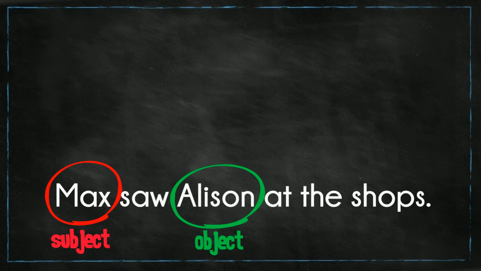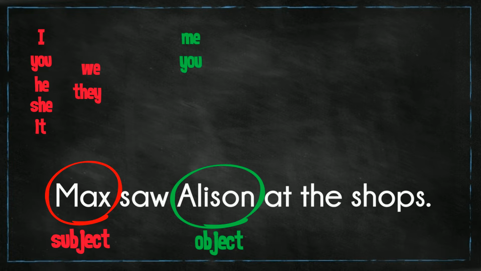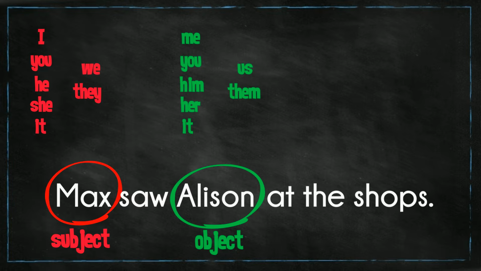This is important to know because the pronouns we use depend on whether we refer to a subject or an object. When referring to a subject, we use these pronouns: I, you, he, she, it, we, and they. When referring to an object, we use these pronouns: me, you, him, her, it, us, and them. We might say he saw Alison at the shops, but we couldn't say him saw Alison at the shops. We might say Max saw her at the shops, but we couldn't say Max saw she at the shops.